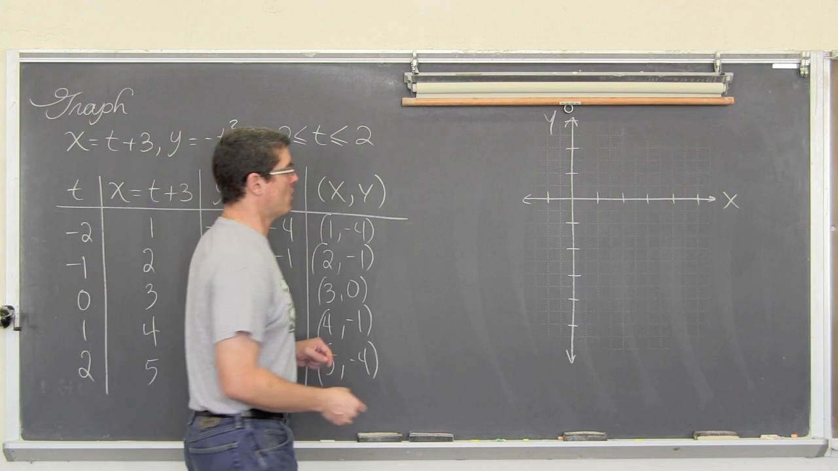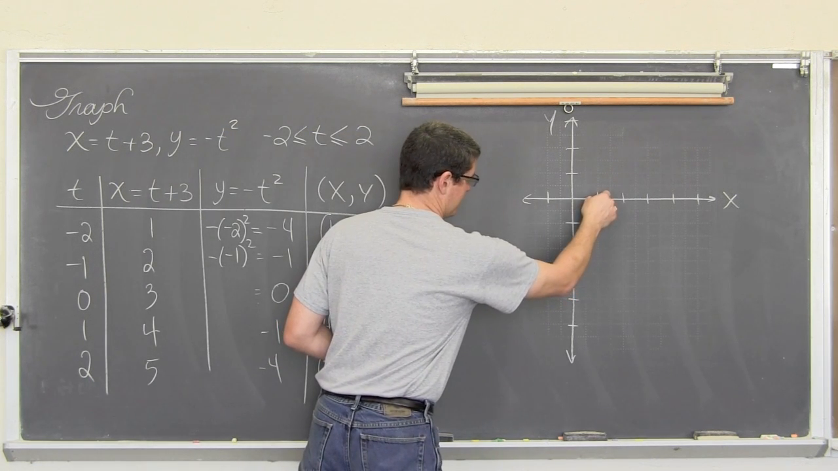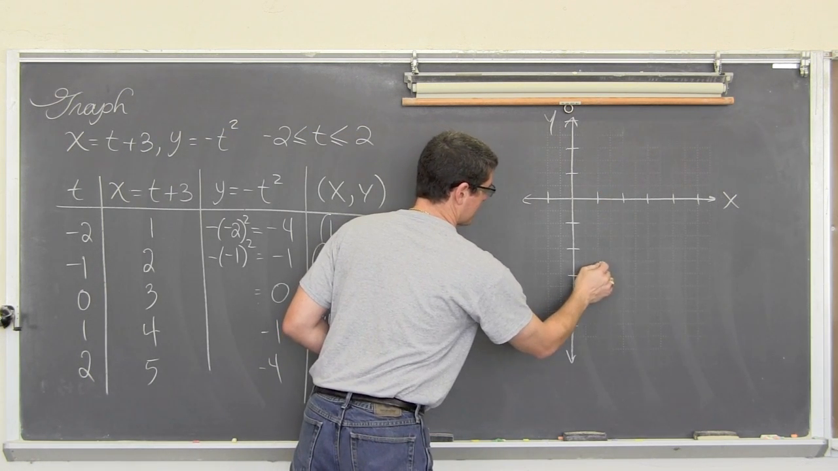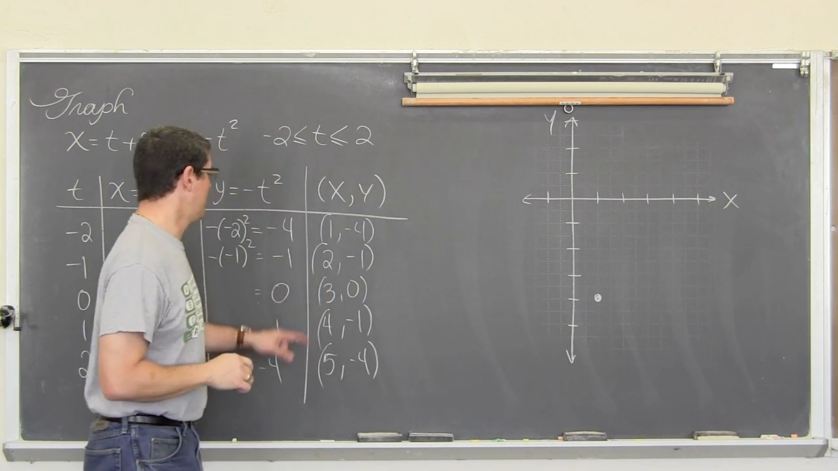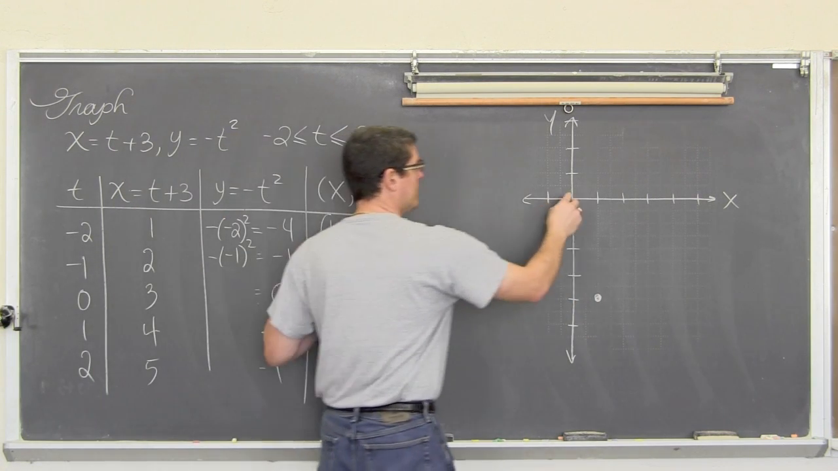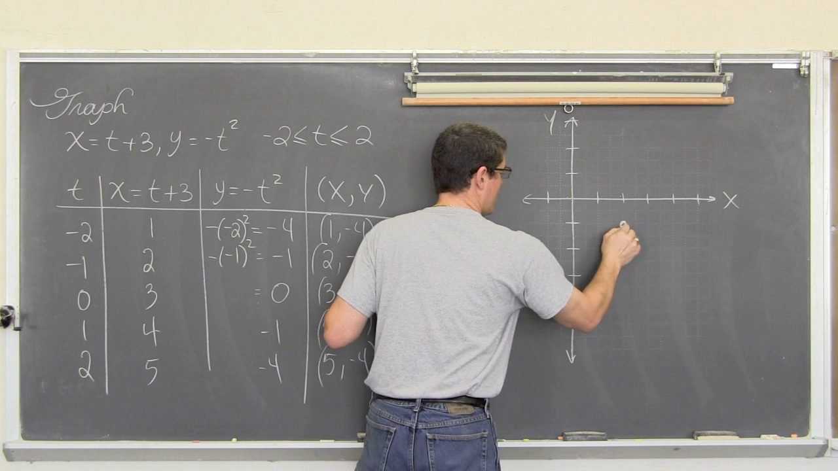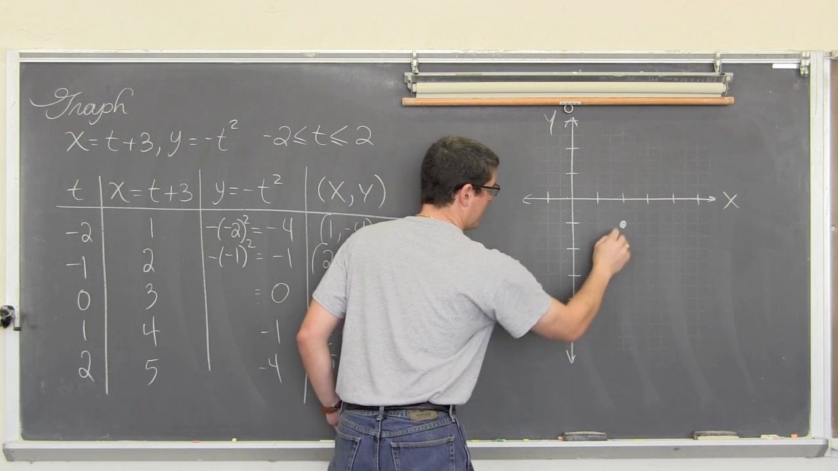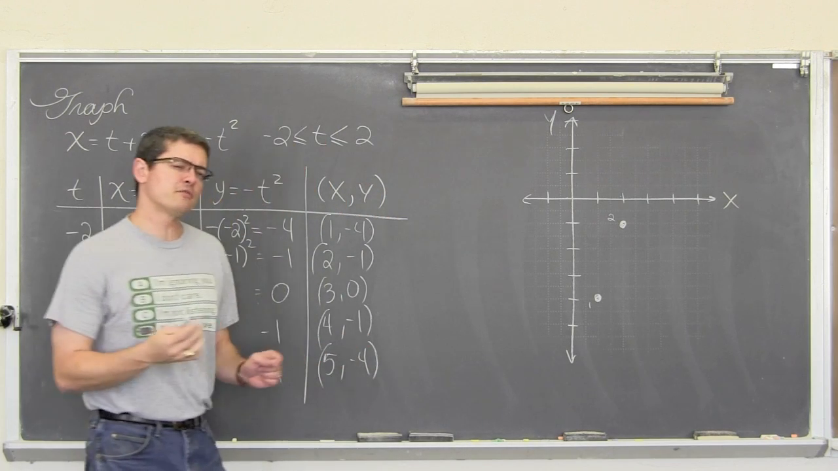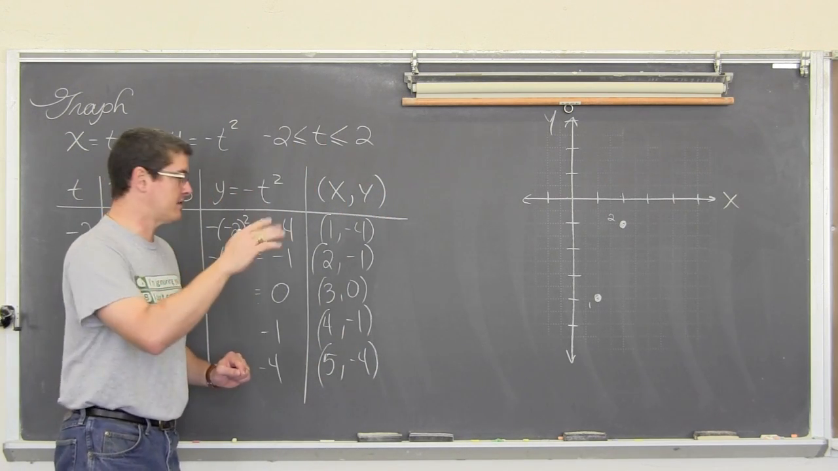So we have 1, negative 4. So over 1 and down 4. 1, 2, 3, 4. That's my first point. Then I'm going to go to 2, negative 1. And so I just went from this point to this point. So I'm going to put a little 1 here, a little 2 here, because I don't know what the final graph is going to look like, but I want to track the order here.